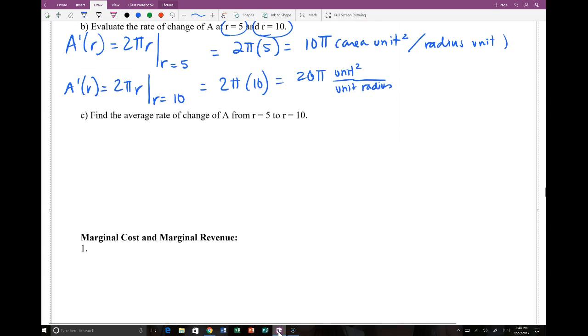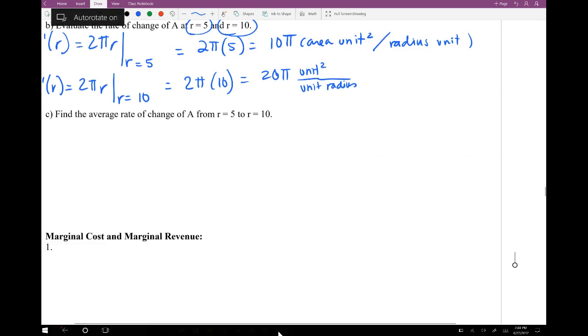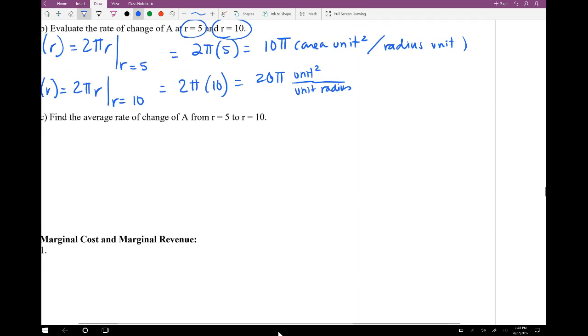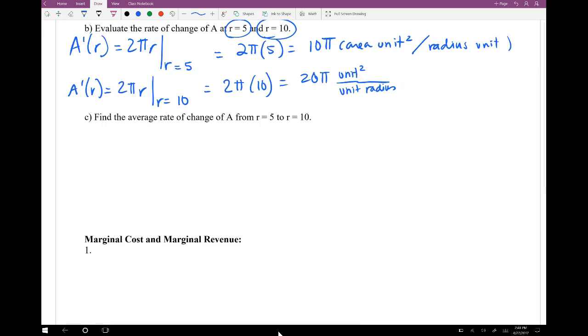Find the average rate of change of the area from 5 to 10. Now, I just want to remind you guys again and again, the average rate of change is not the same as the rate of change. The average rate of change is pretty much a slope. So it's area of 10 minus area of 5, all over 10 minus 5.